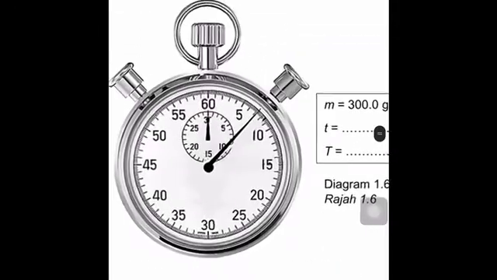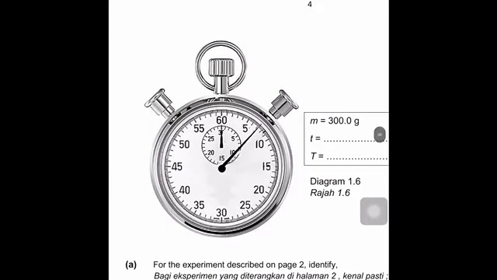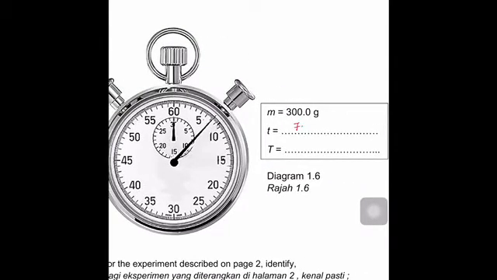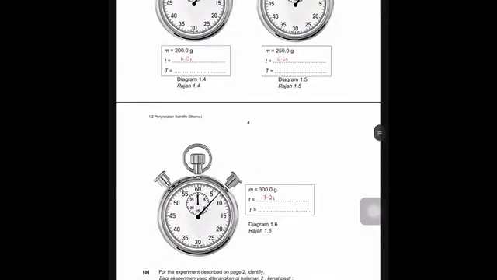Then here will be 5, here 6, here 7, 7.2. So 7.2 second. So before you finalize your answer, you check all the decimal places, right? If 1 decimal place, meaning everything must be 1 decimal place. This is what we call consistency of your data.